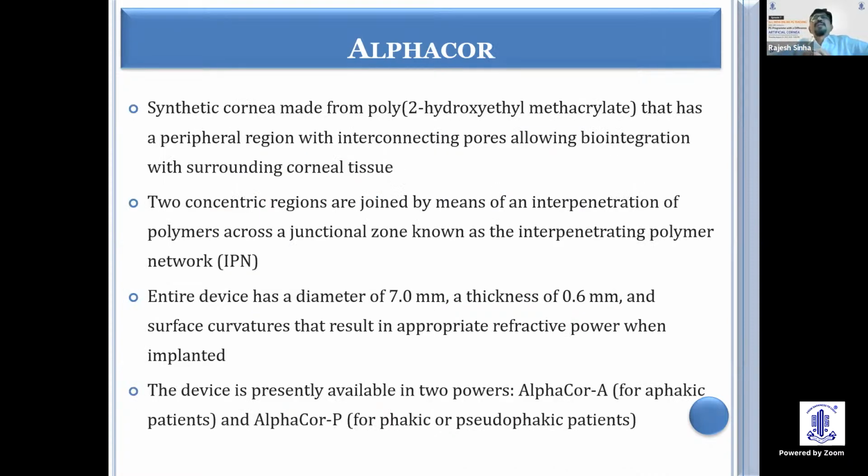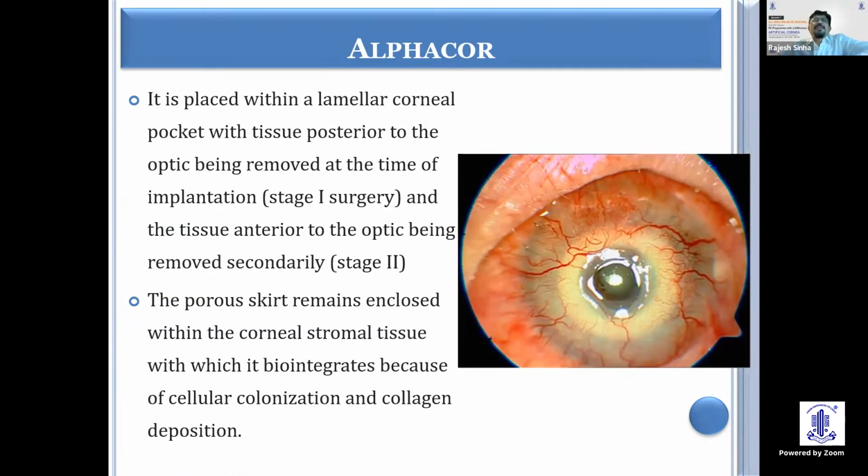So how does it work? It is made of, as I said, polyHEMA that has a peripheral region with interconnecting pores, allowing biointegration with surrounding corneal tissue. There are two concentric regions. These are joined by means of interpenetration of polymers across a junctional zone known as the interpenetrating polymer network. The entire device has a diameter of 7 millimeters. And as I told you earlier, the device is available in two powers, AlphaCor A for aphakic and AlphaCor P for pseudophakic. Now, this is how it looks like. This is the central 4 millimeter opening.